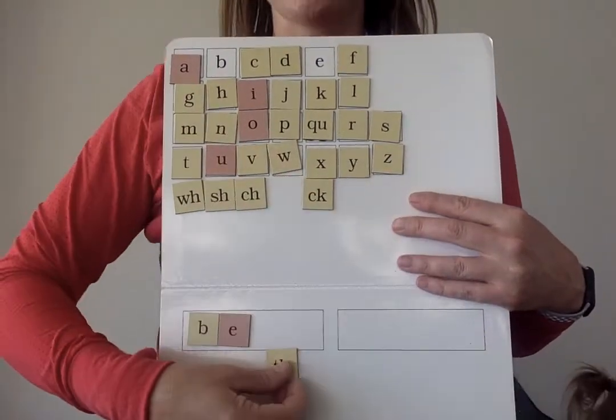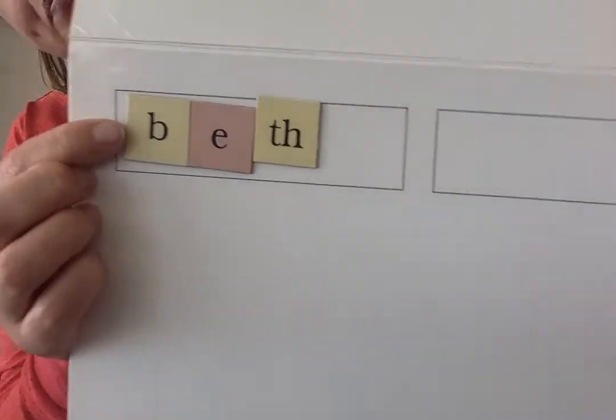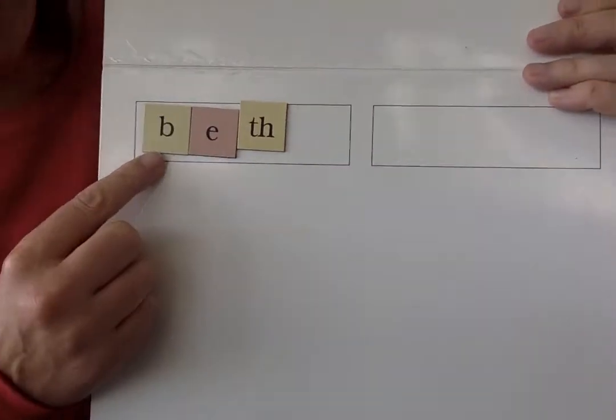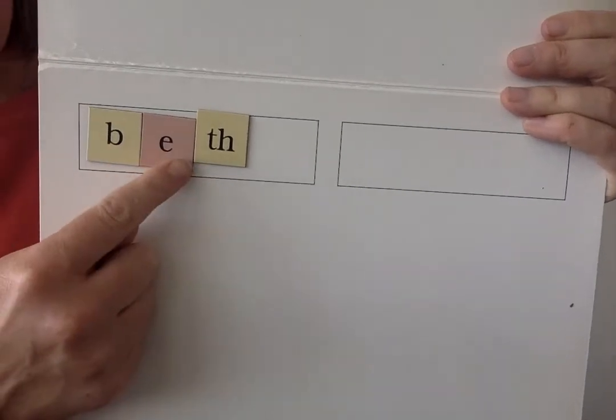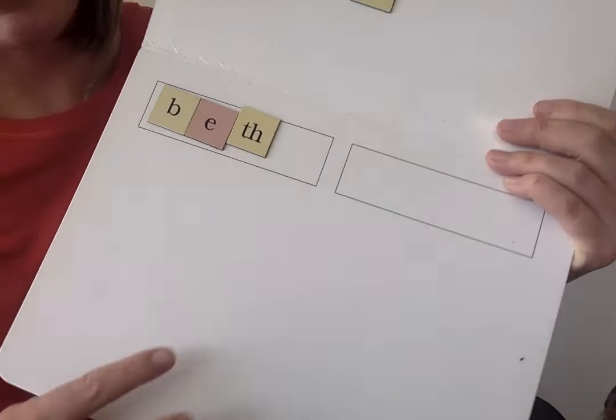And that is one of our digraphs, TH. Everybody, let's touch your cards and say their sounds. B. E. F. Beth. Okay, Beth is my friend. That is somebody's name.